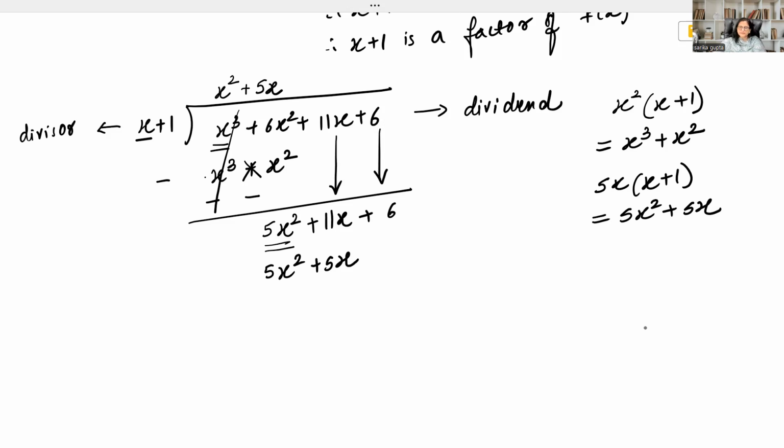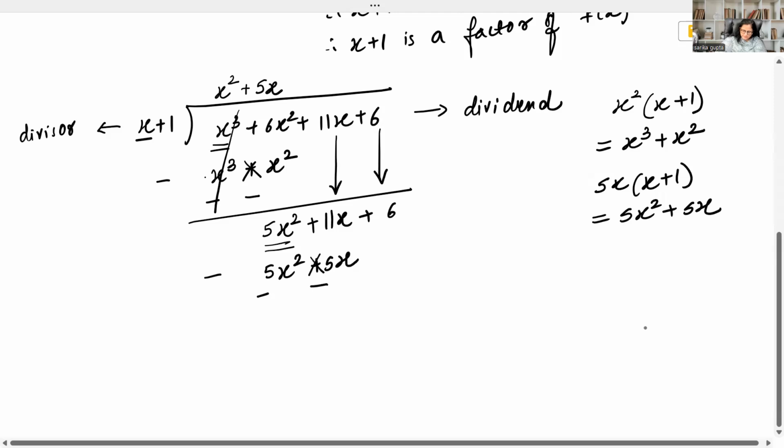We will again perform the next step of the division, that is the subtraction. So minus into plus will make the answer minus here. Minus into plus will make answer minus here. These two terms will be cancelled off. And 11x minus 5x will give you answer 6x. And this 6 will be copied down as it is.